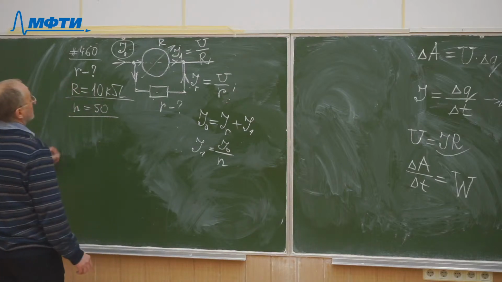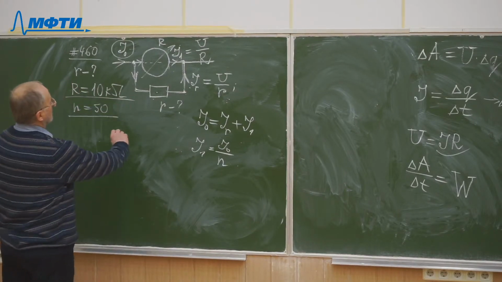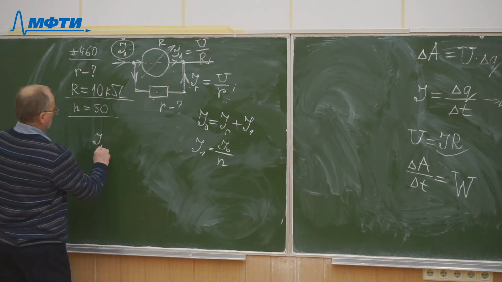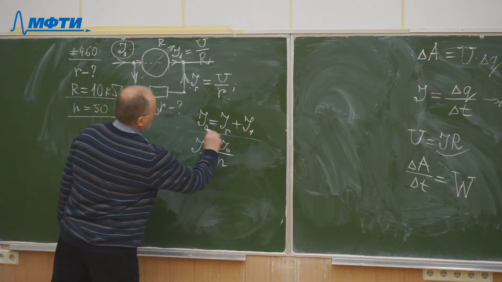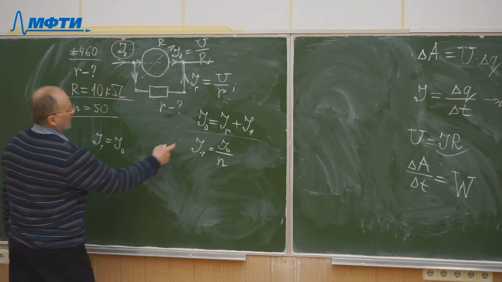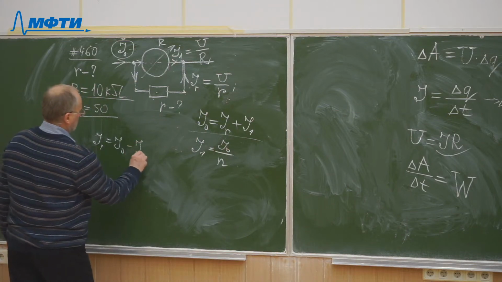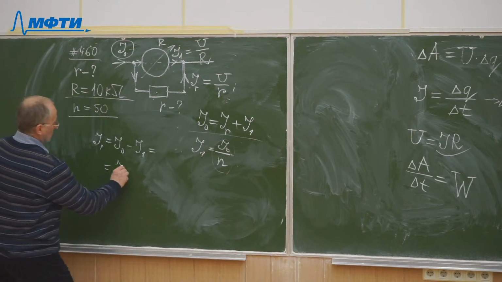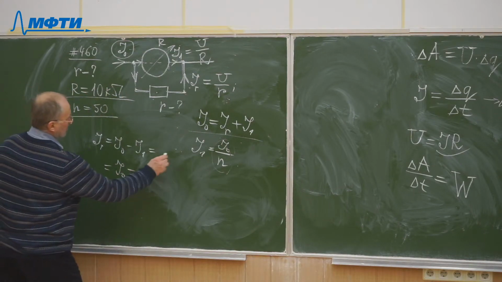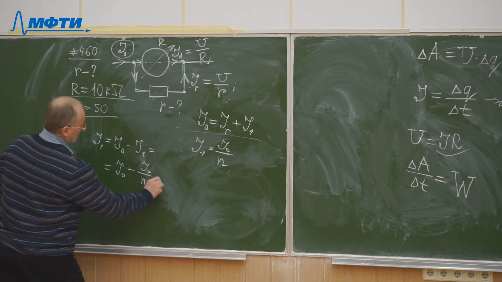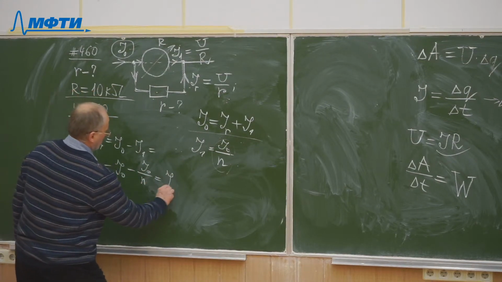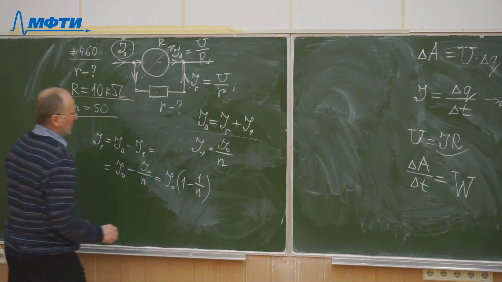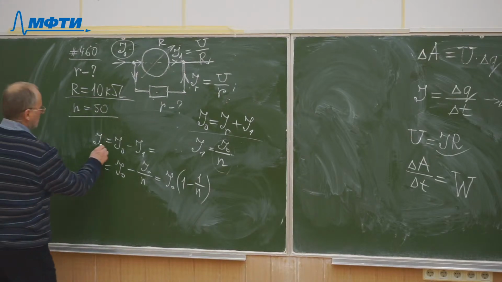So what can we say in this situation? The current that goes through the shunt equals I0 minus I1, and I1 is expressed using I0, so this is the current I0 minus I0 divided by n. So this is I0 times 1 minus 1 divided by n. This is the current through the shunt.